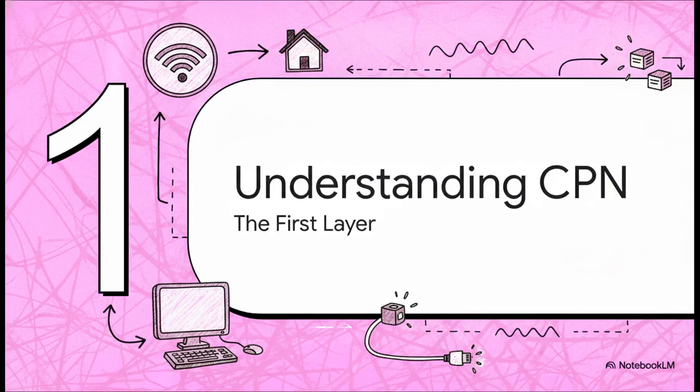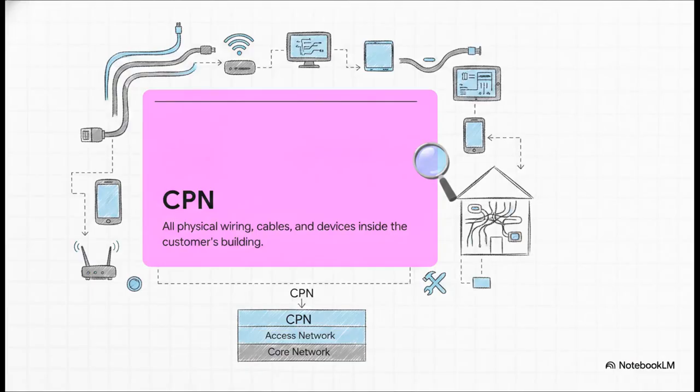Let's set our baseline. So what exactly are we talking about here? CPN stands for Customer Premises Network. Basically, it's the very first layer of a fixed-line network. You know how mobile networks have distinct layers? Well, fixed networks do too. The CPN encompasses every single piece of physical wiring, all the cables, and all those connected devices located entirely inside the customer's home or office building.